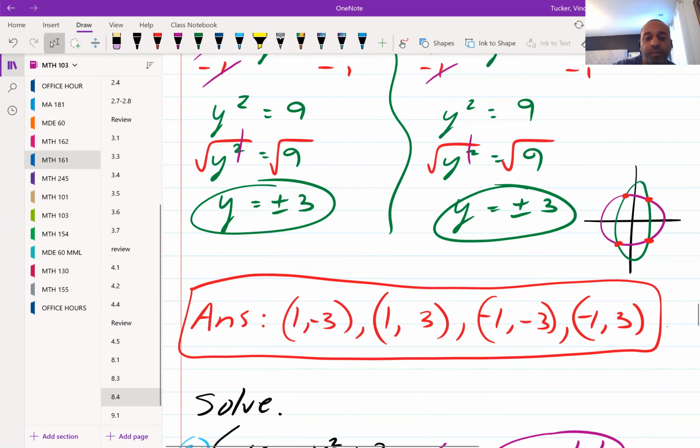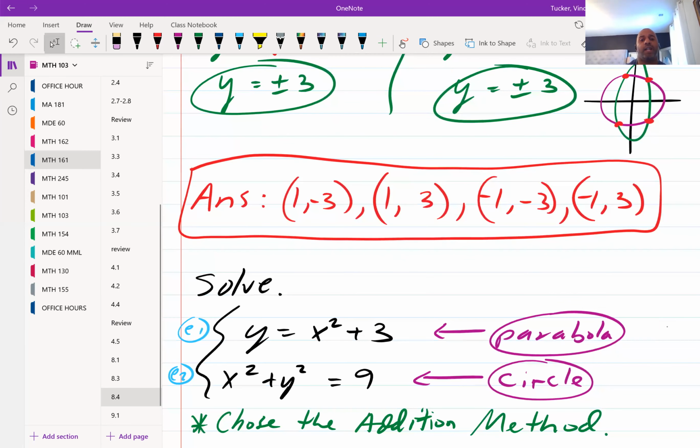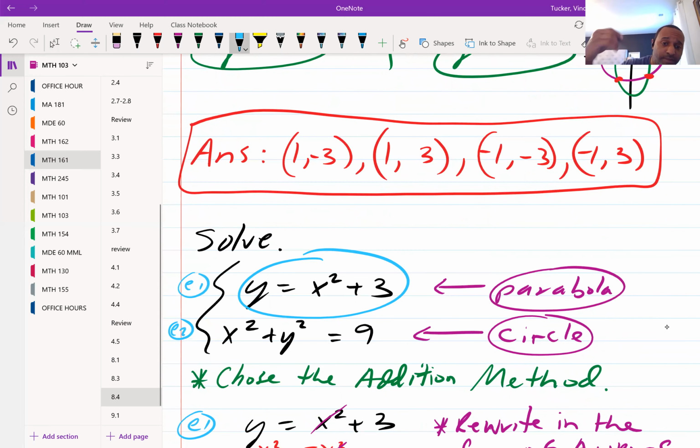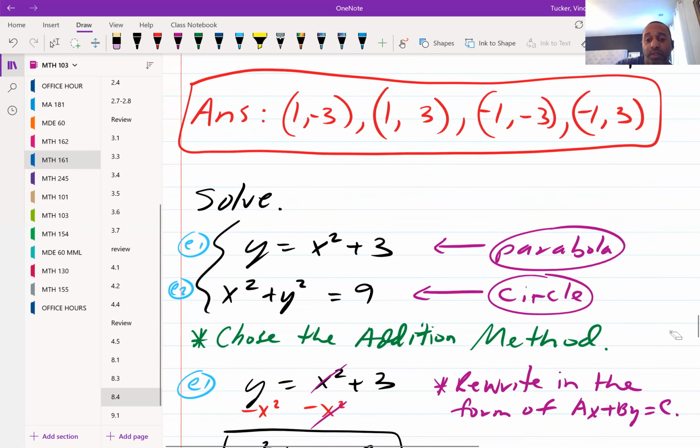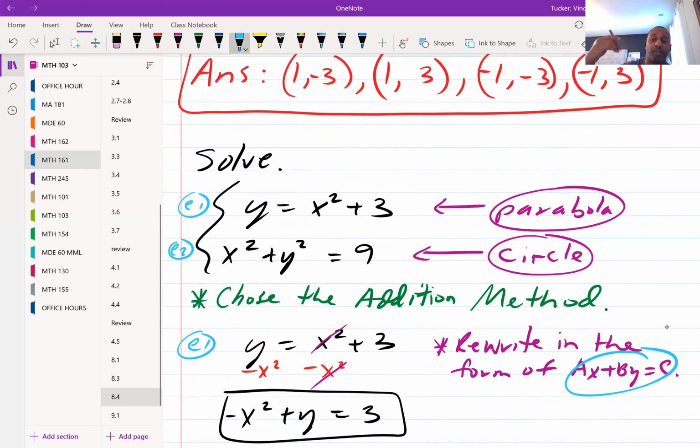Okay, so last one for the lecture anyway. We have y equal to x squared plus 3, x squared plus y squared equal to 9. So we have a parabola and a circle. I'm going to go ahead and use the addition method. If I wanted to, I could use the substitution method. I already have this solved for y, but you'll see why we did the addition method in a second. So remember, if you're going to do the addition method, both of your equations have to be in the form of ax plus by equal to c. So I subtracted x squared from both sides so I can line up my x squared to be able to cancel out.